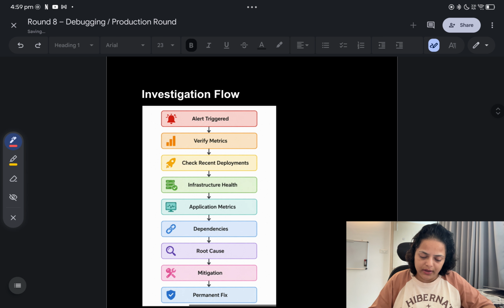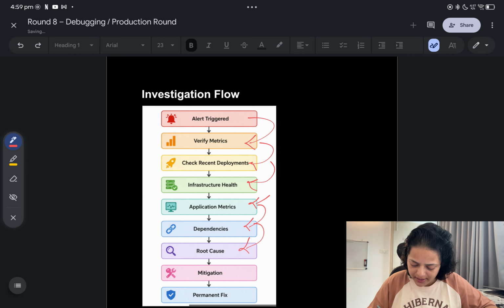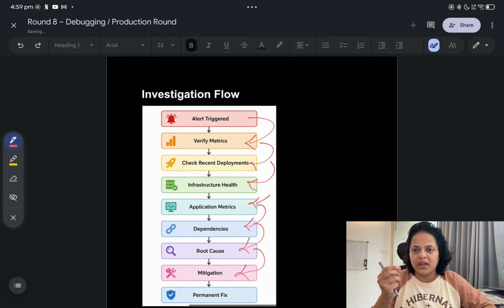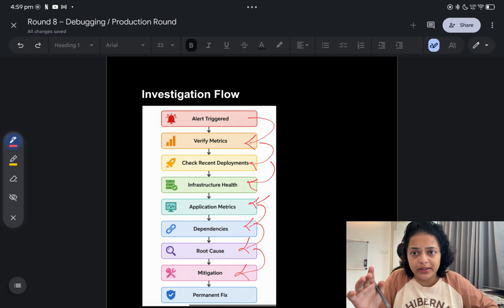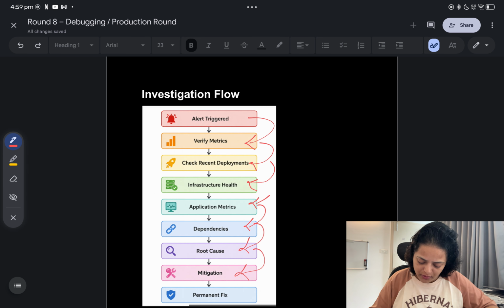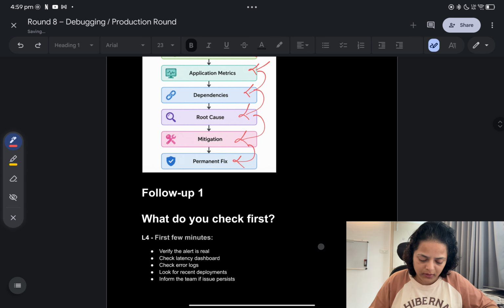Now the investigation flow, if you check for L6: alert triggered. He will verify the metrics. After that he will check the recent deployment, then infrastructure health, then application metrics. After that dependency, and then he will find the root cause, and then mitigate. Mitigation means, let's say, he will roll back the deployment so that at least the customer will be able to access the application. And then he will do the permanent fix and deploy again.